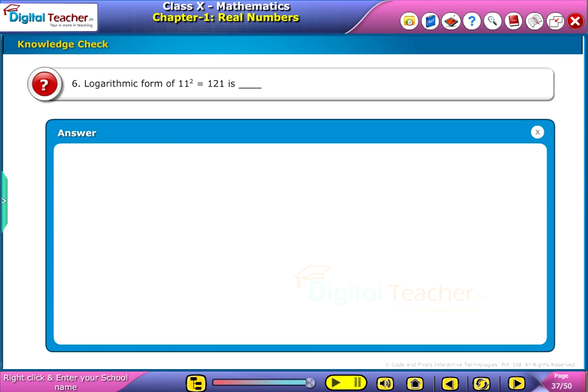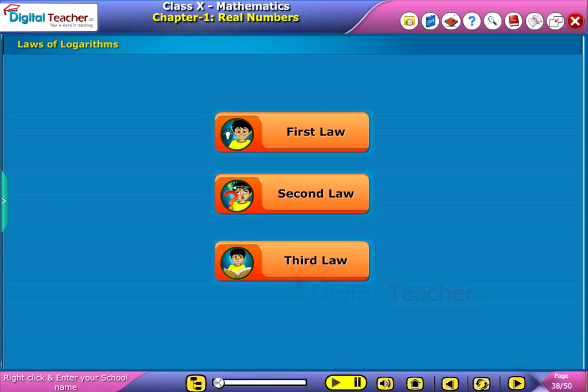Logarithmic form of 11 square equal to 121 is. Here the answer is log 121 to the base 11 equal to 2. Laws of logarithms. There are three types of laws of logarithms.